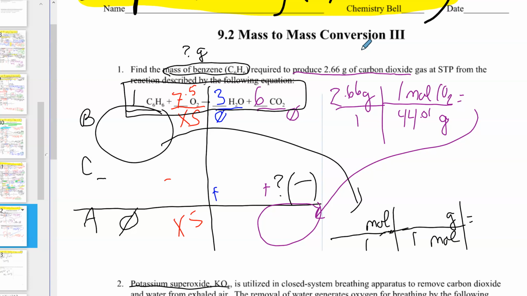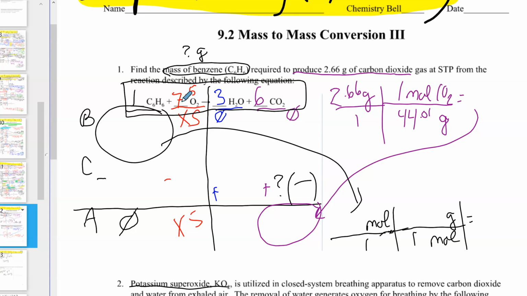So let's look at the equation. Is it balanced? Well, 6 carbon, 6 carbon, 6 hydrogen, 6 hydrogen. Then we've got to count up our oxygens. 3 times 1 is 3. 6 times 2 is 12. 12 plus 3 is 15. I've got to get 15 oxygen right here. So you can throw in a 7.5. If it makes you feel better, go back and double everything. If not, just keep going.